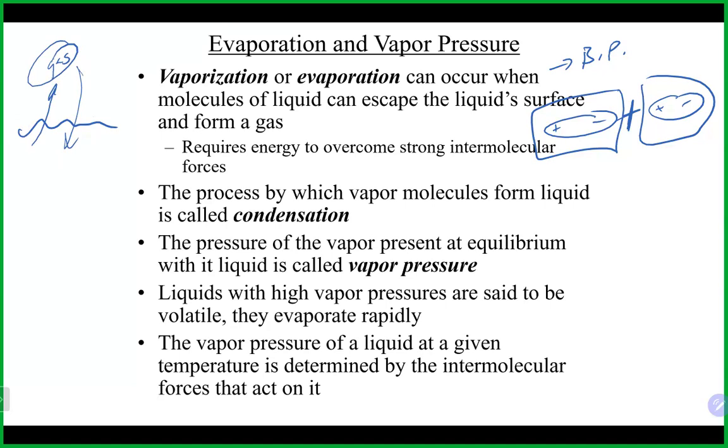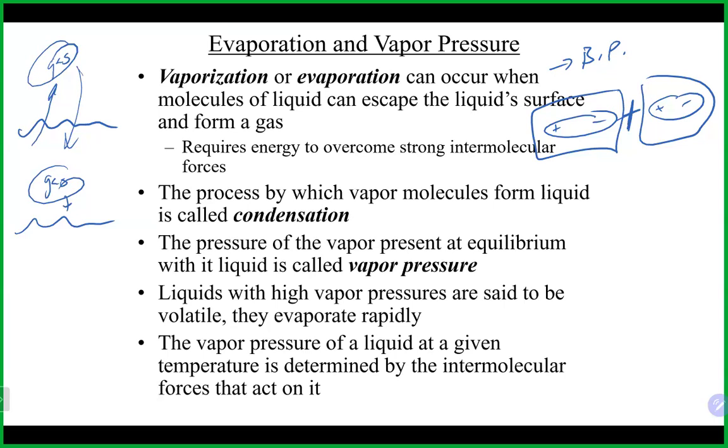When we talk about how much gas is above a liquid, because of this process, that is what is known as the vapor pressure of a liquid. So liquids with high vapor pressure are said to be volatile. Liquids that have high vapor pressure typically will have very weak intermolecular forces.